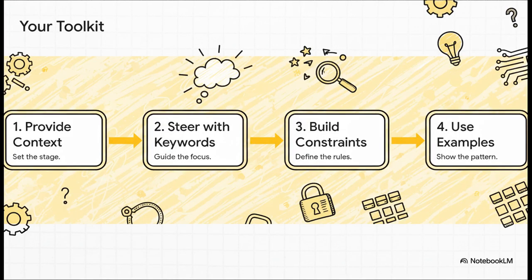So there you have it. This is your foundational toolkit. It's just 4 simple things to remember. 1. Set the stage with context. 2. Guide the focus with keywords. 3. Define the rules with constraints. And 4. When in doubt, clarify with examples. That's it. That's how you take control.